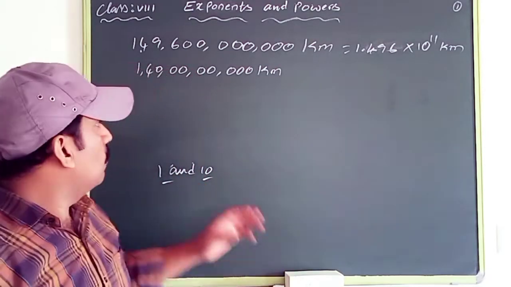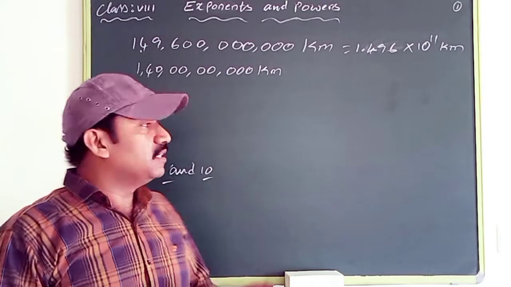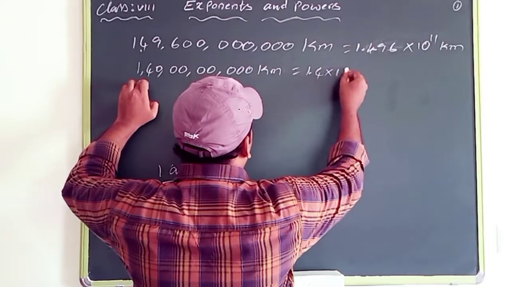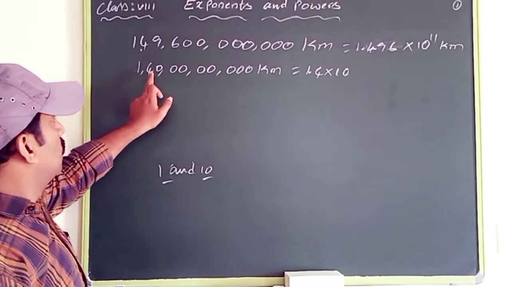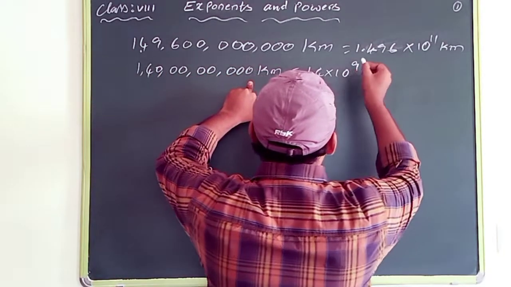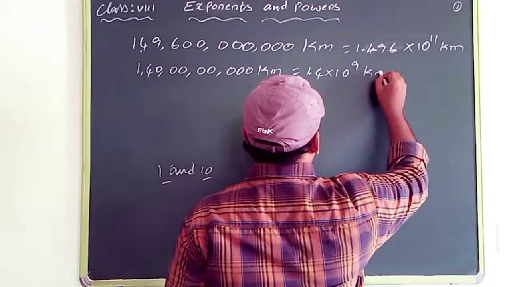Understand? Now what is the diameter of the sun? If I take this one like 1.4 into 10 to the power of, just check how many places there are after the point here. We have 1, 2, 3, 4, 5, 6, 7, 8, 9. So we write 10 to the power of 9. So it is 1.4 into 10 to the power of 9 kilometers.